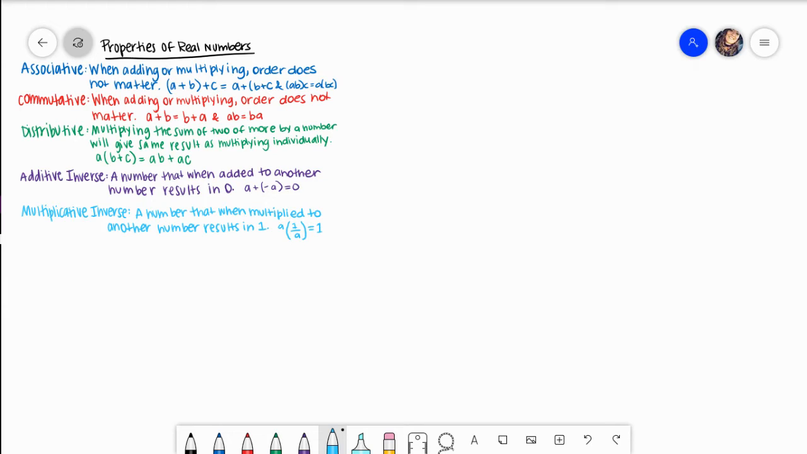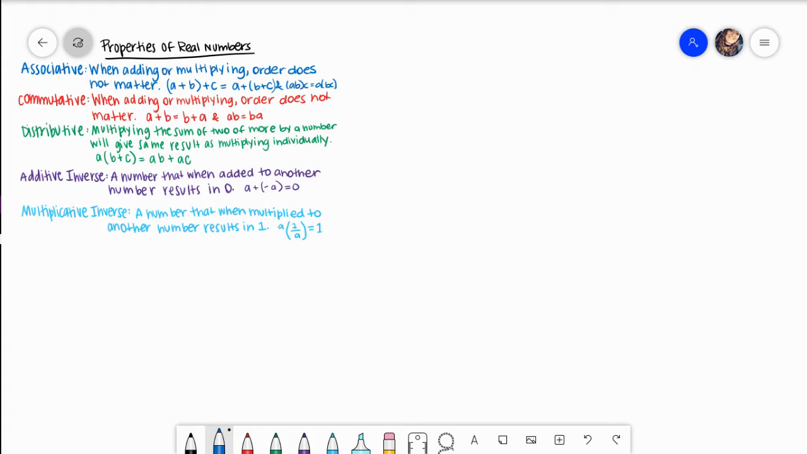It's in dark blue. What it says and what it means is that when adding or multiplying, order does not matter. Now, if you notice that first example, in parentheses, we have A plus B, and then added to that, we have plus C. That is the same thing as saying, I left off my parenthesis. That is the same thing as saying A plus, and then in parentheses, it being B plus C.